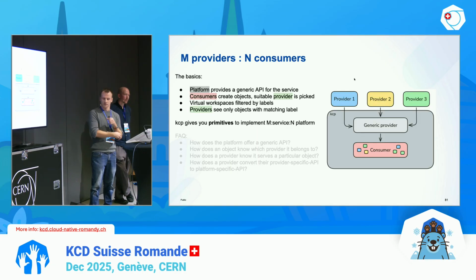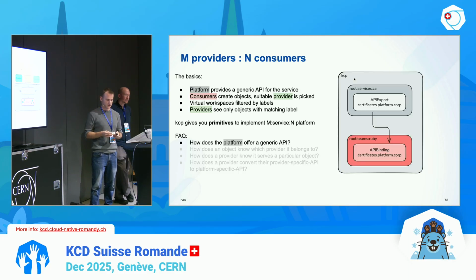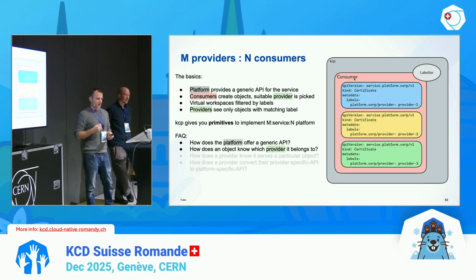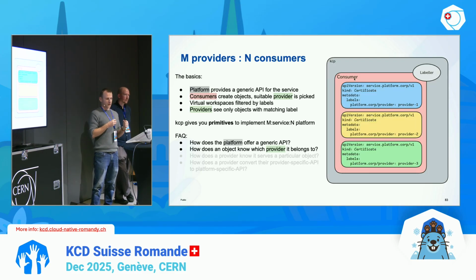So let's put it all together. We have this generic provider on our platform, which is backed by the generic API. This is what we already saw, just to show that this is the actual generic API that we have agreed to use.